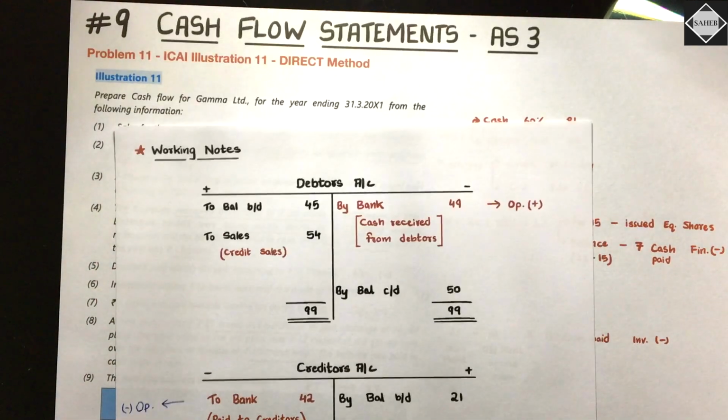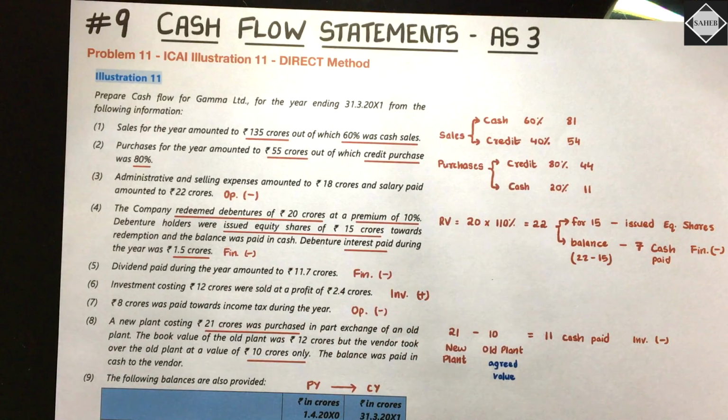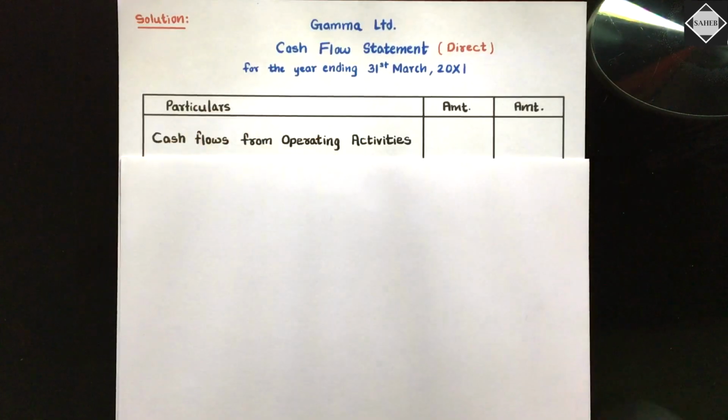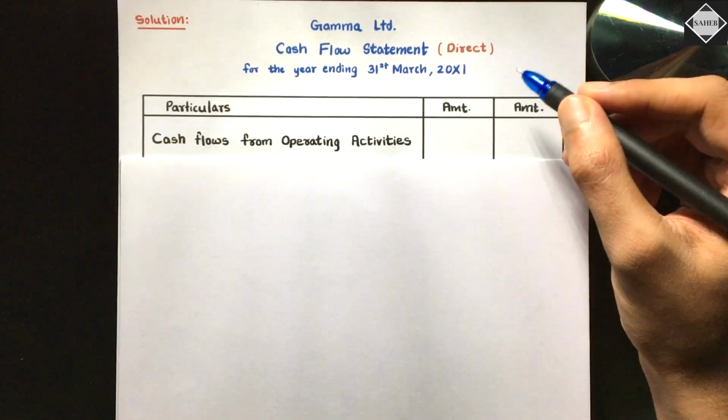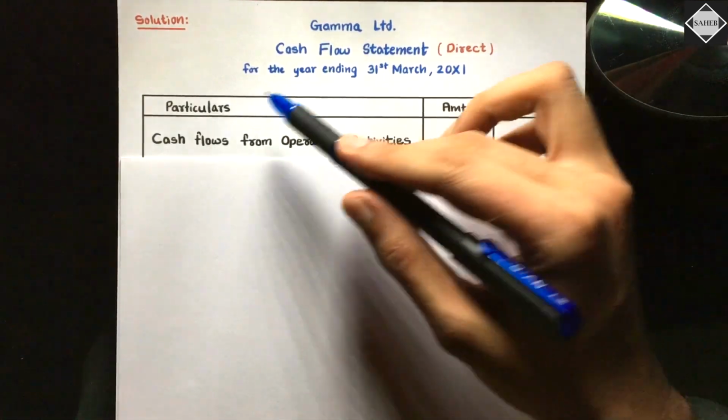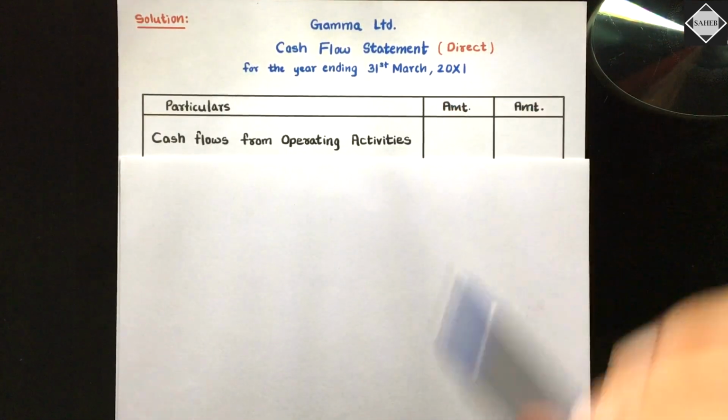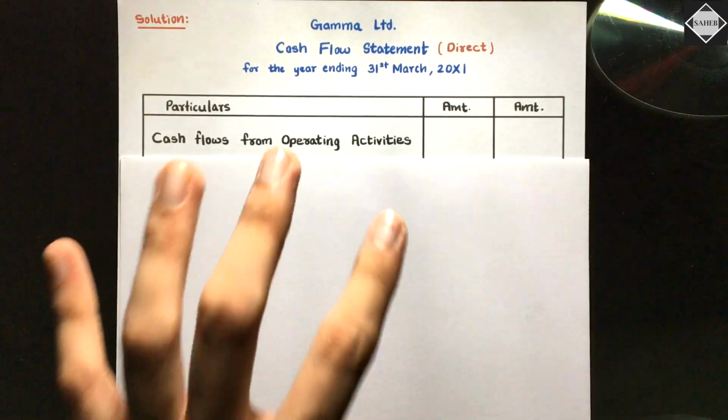Now directly we can prepare the cash flow statement. So let's just prepare the cash flow statement now. See here, we have the solution. Cash flow statement as per direct method of Gamma Limited for the year ending 31st March 2021. We start from operating activities.